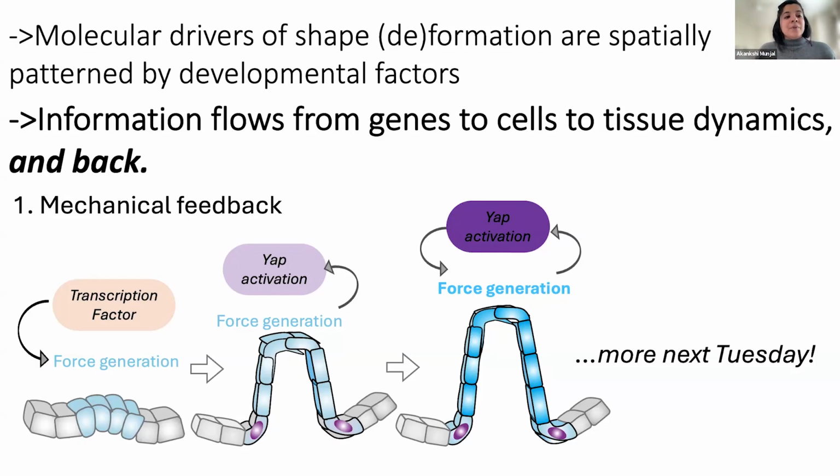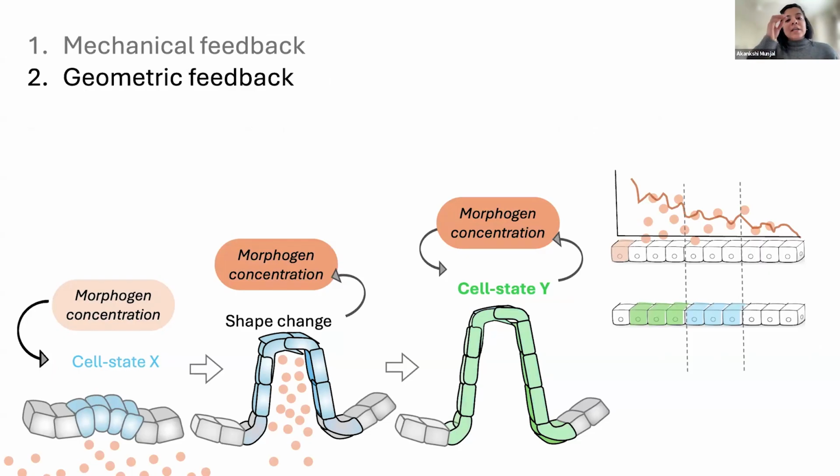Another form of feedback that I want to highlight, which resonates more maybe with the theme of this workshop, is geometric feedback. And it's not entirely distinct, of course, from mechanical feedback, but the distinction here is subtle. Where mechanical forces can directly influence signaling, in geometric feedback, I'm thinking the feedback arises from the shape itself: the curvature, the confinement, the surface area to volume ratio, and so on.